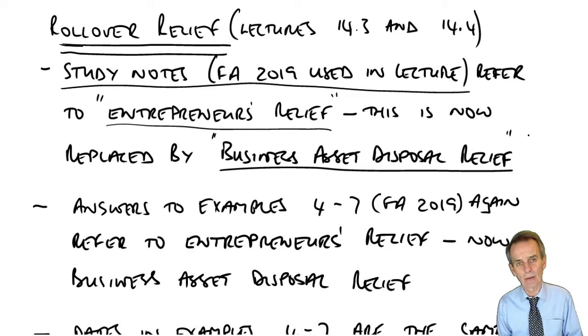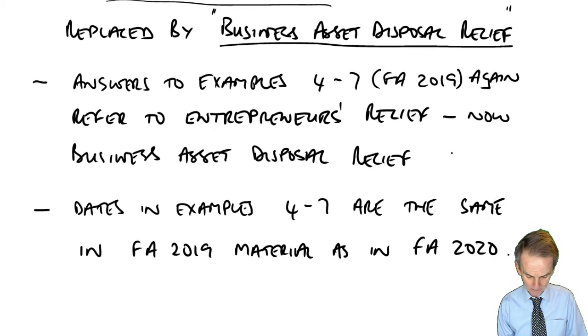So you're going to find reference in both lectures 14.3 and 14.4. It's quite a big subject, so we've got a couple of lectures that deal with rollover relief, where in the lecture I refer to the term, and you'll see it in the FA 19 notes that will be on screen, we talk about entrepreneurs relief. Within your current notes, and the term that you will use in answer to your questions as per the FA 2020 material is business asset disposal relief. But there are no changes in terms of the rules that apply, the technique that we adopt, hence the ability to use these particular lectures.